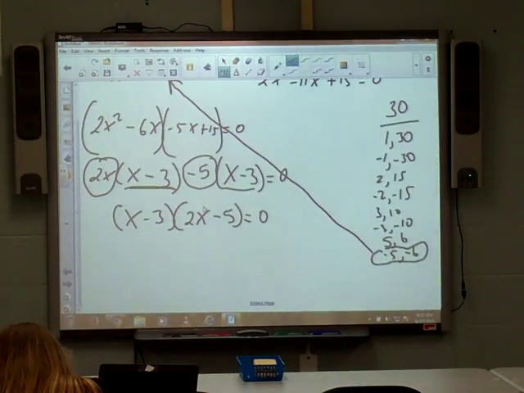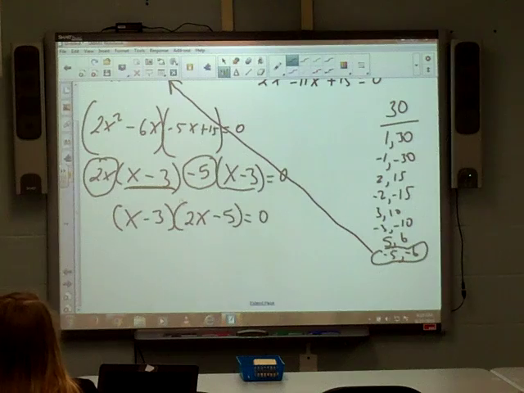Why don't you just have one x minus 3? That was the greatest common factor. Like up here, when they both had a 2 in common, I only wrote the 2 once. When they both had a 5 in common, I only wrote the 5 once. Now they both have an x minus 3 in common, so I only wrote the x minus 3 once.